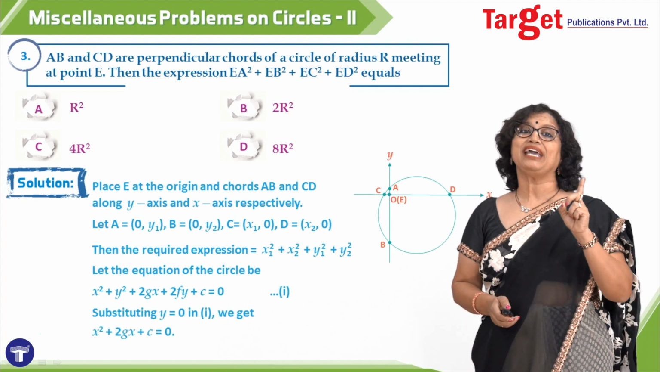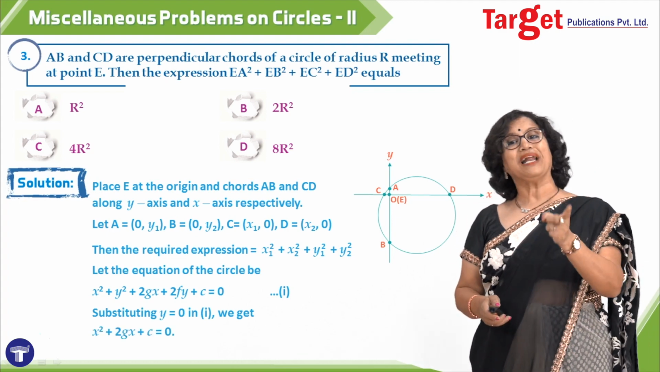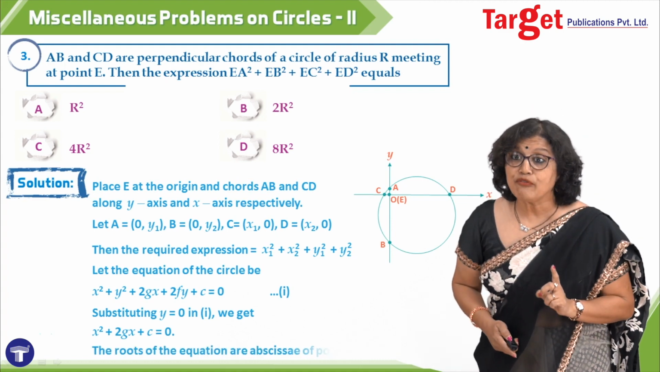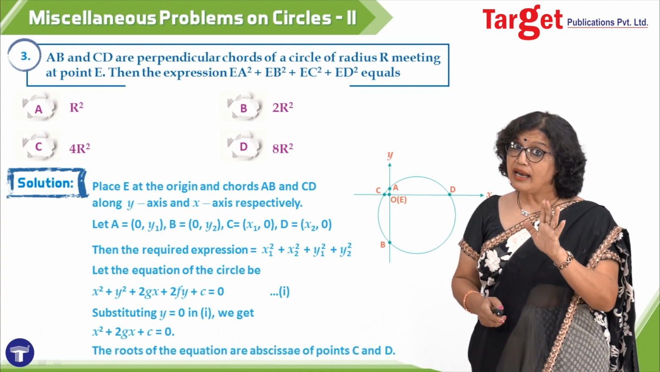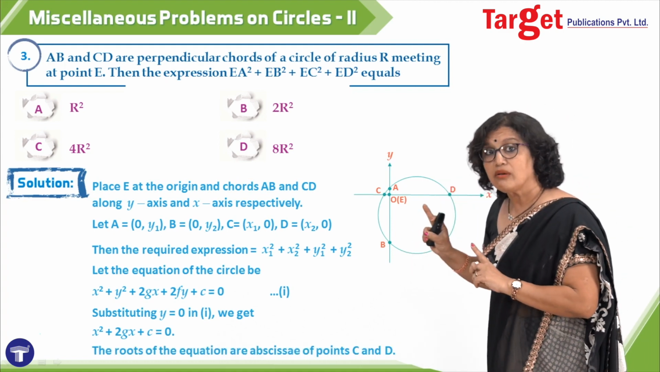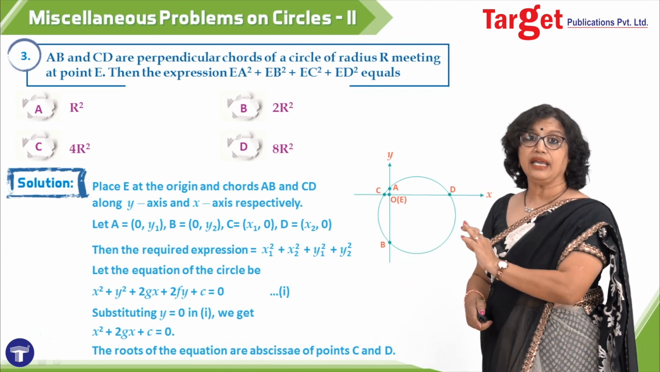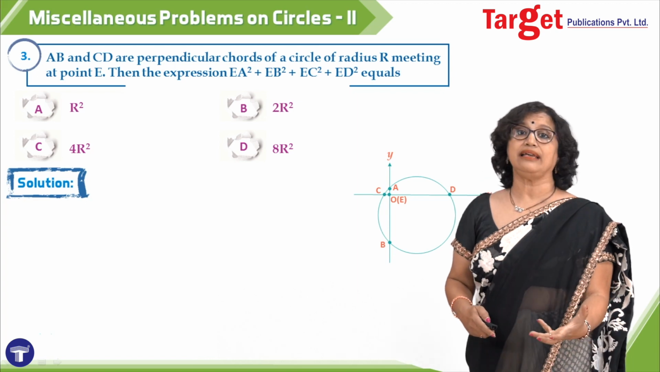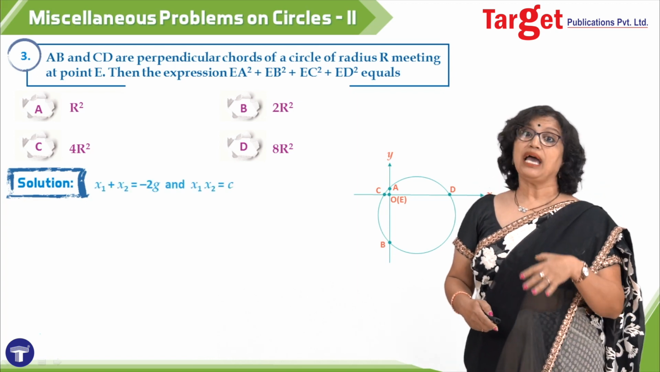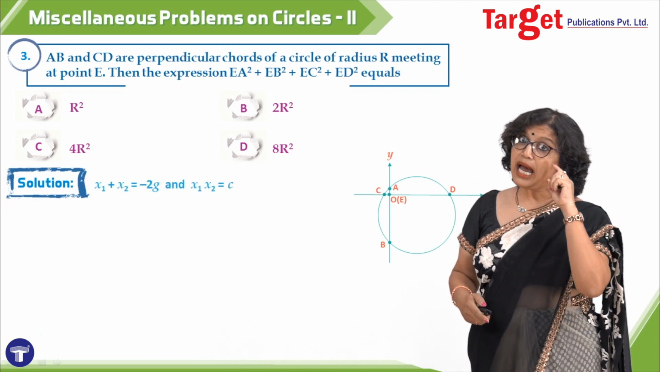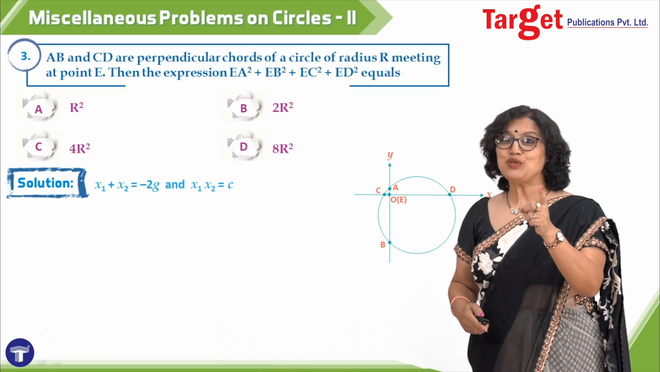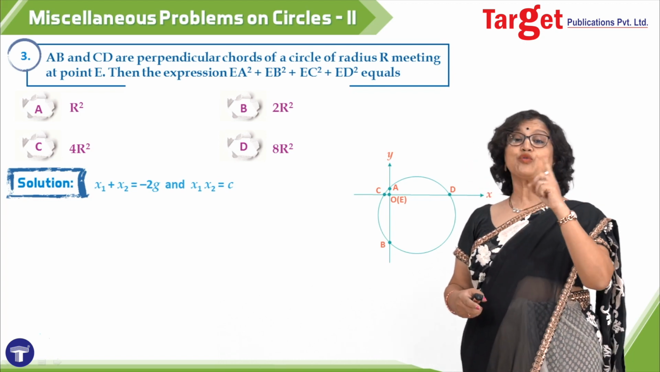Now, this gives me x square plus 2gx plus c equal to 0. And from here, I can understand that since the roots of this equation are the abscissae of C and D, I can very well write x1 plus x2 and the product x1 x2, and what does it remind you of, a formula for x1 square plus x2 square.